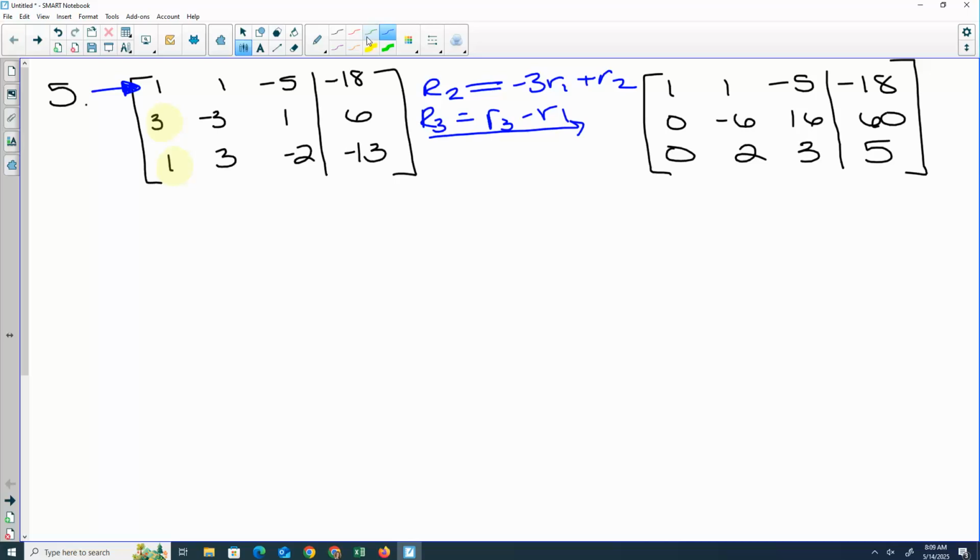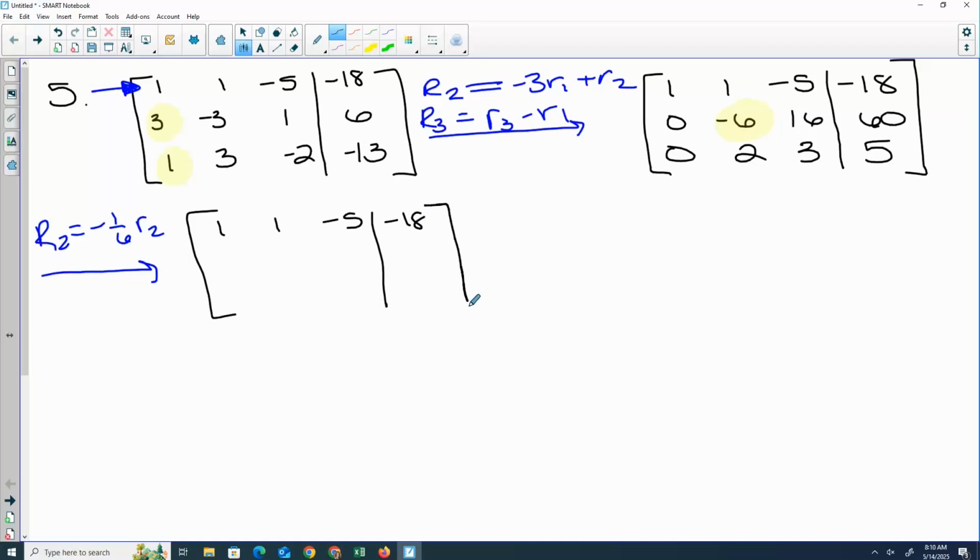So, if I want to get this -6 into a 1, what is the easiest option for getting a 1? It will work every single time. So we're going to take row 2 times -1/6. So row 1 doesn't change. 0 times -1/6 is 0. -6 times -1/6 is 1. 16 times -1/6 is -8/3. 60 times -1/6 is -10. And we didn't change the last row.